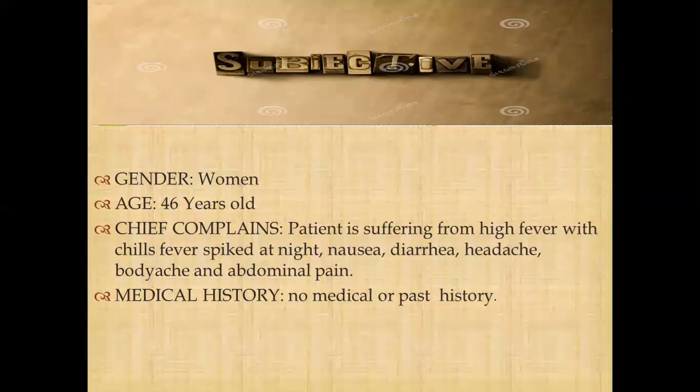Now, first we have subjective. In subjective, gender, age, chief complaint, and medical history come. Gender: woman, age 46 years. Patient's complaint: the patient is suffering from high fever with chills, fever spiking at night, nausea, diarrhea, headache, body ache, and abdominal pain. Medical history: no medical or past history.